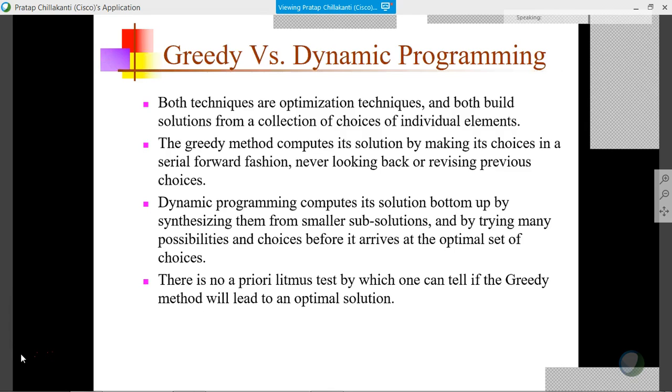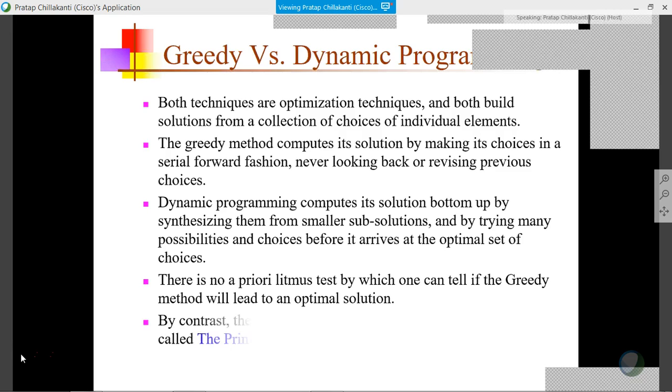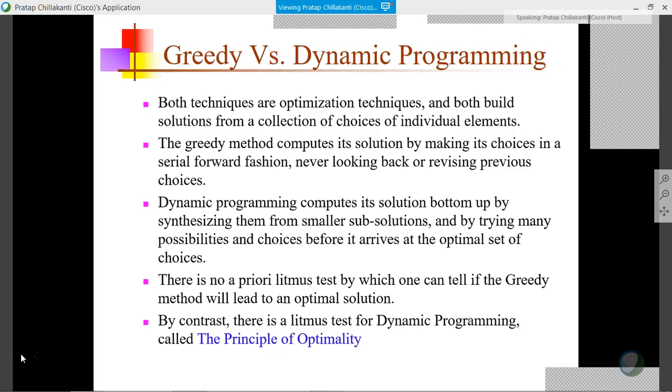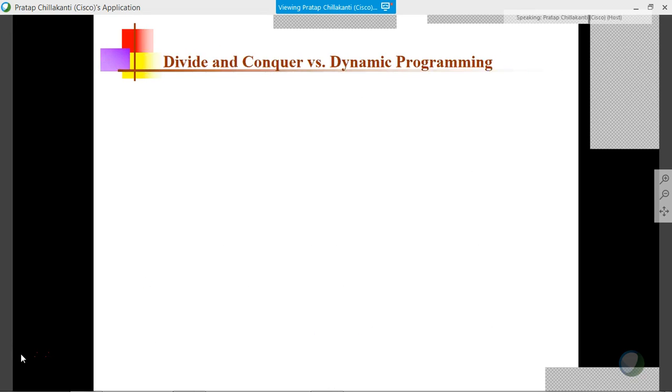So as you can see, there is no litmus test by which one can tell if the greedy method will lead to an optimal solution or not. Greedy may or may not. Okay, that's something that you should remember. Whereas for dynamic programming, we say, hey, as long as the problem satisfies the principle of optimality, we can solve that. Okay.